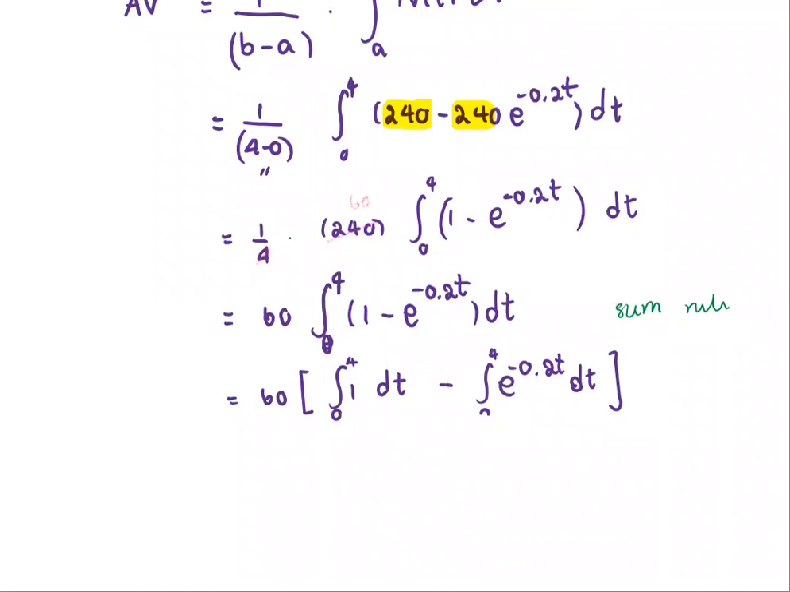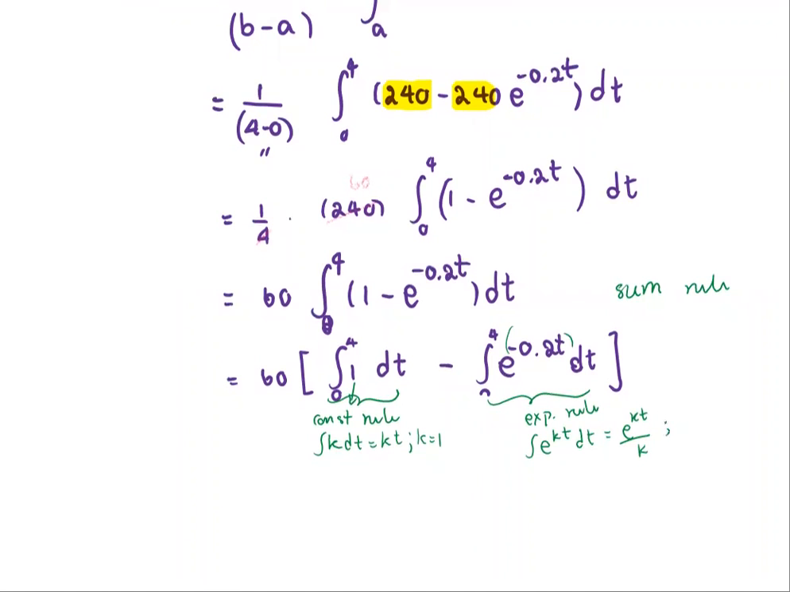For each term, the first integrand is a constant, so we're going to use the constant rule. The constant rule is the integral of k with respect to T equals k times T. In our case, k is 1. The second case is the exponential rule, because we have e to a power. The formula is the integral of e to the kt with respect to T equals e to the kt divided by k. In this case, k is negative 0.2.